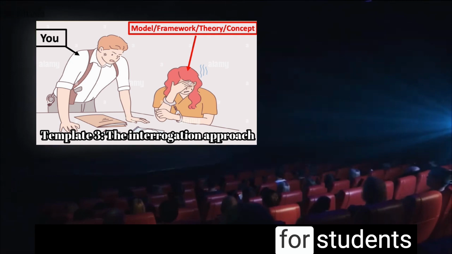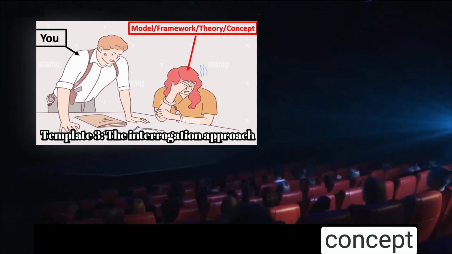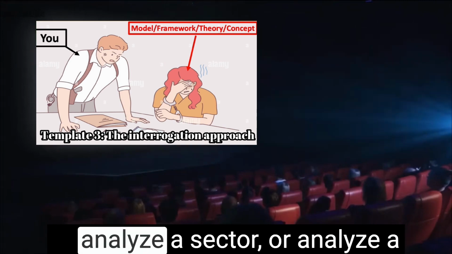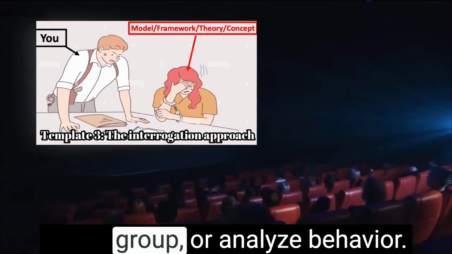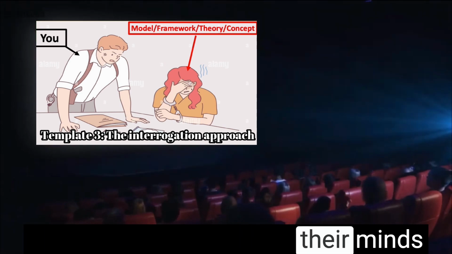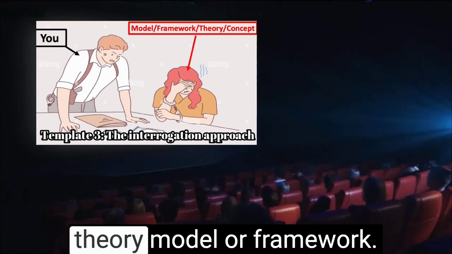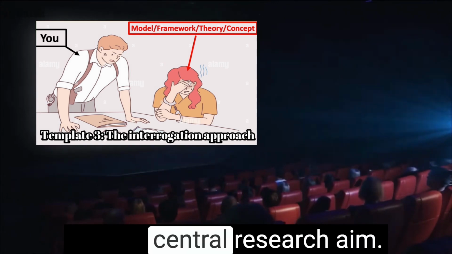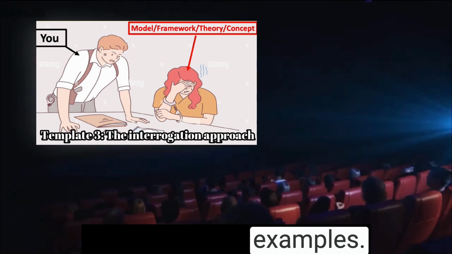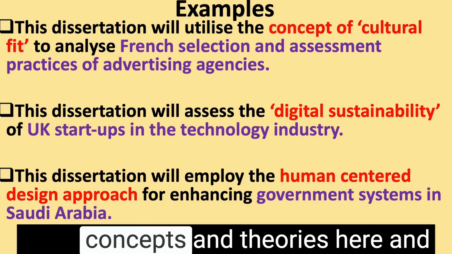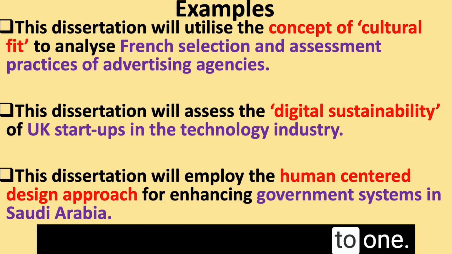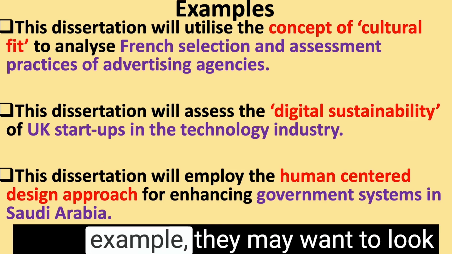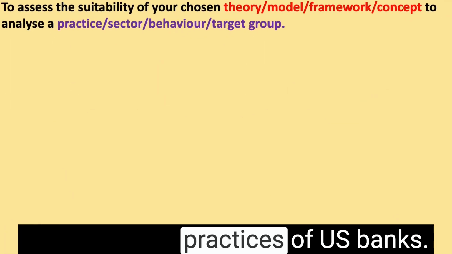This approach is only for students that will primarily use one concept or one framework or one theory or one model to analyze a practice or analyze a sector or analyze a target group or analyze behavior. They may have made up their minds to mostly use this one concept, theory, model or framework. This theory, model, concept or framework will form part of their central research aim. Here are some examples. They may mention and engage with other concepts and theories here and there, but they are married to one. 60 to 70% of their dissertation engages with just one. So for example, they may want to look at recruitment practices of US banks.